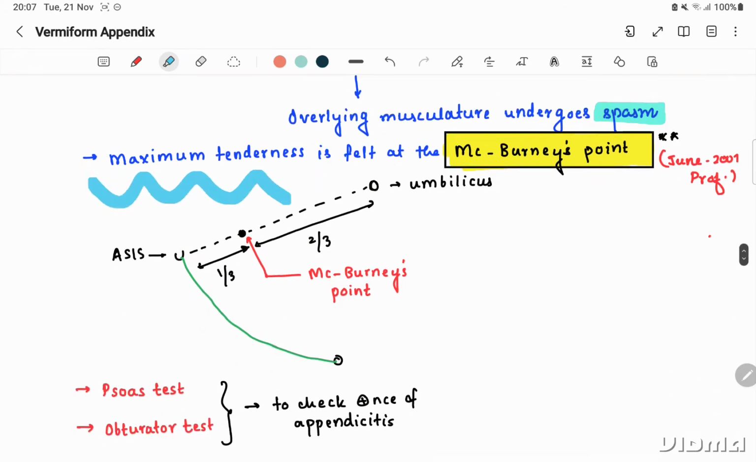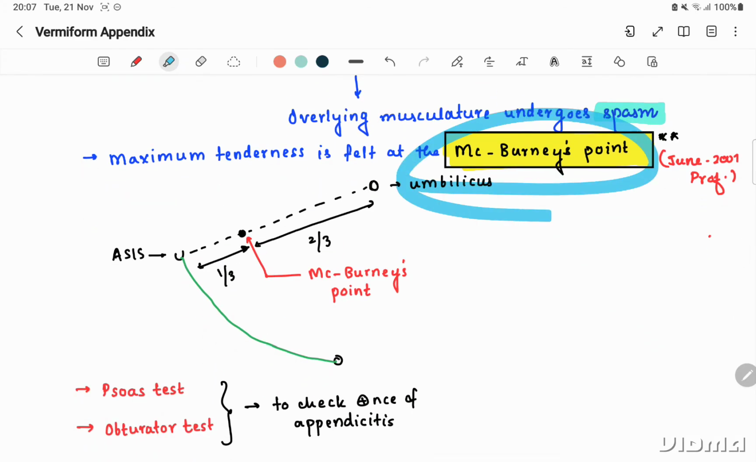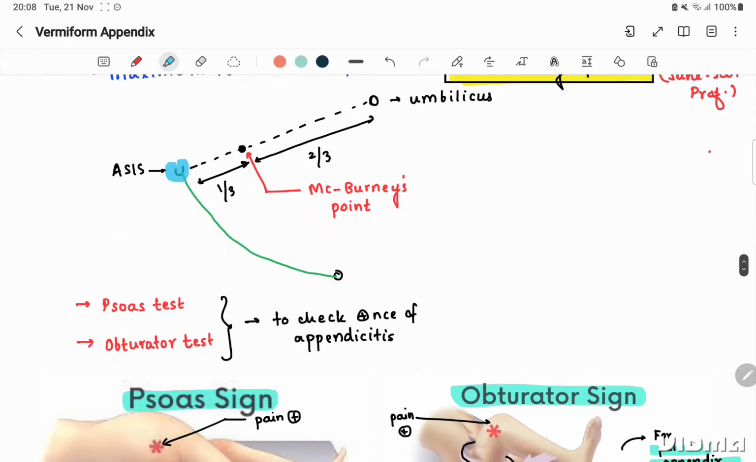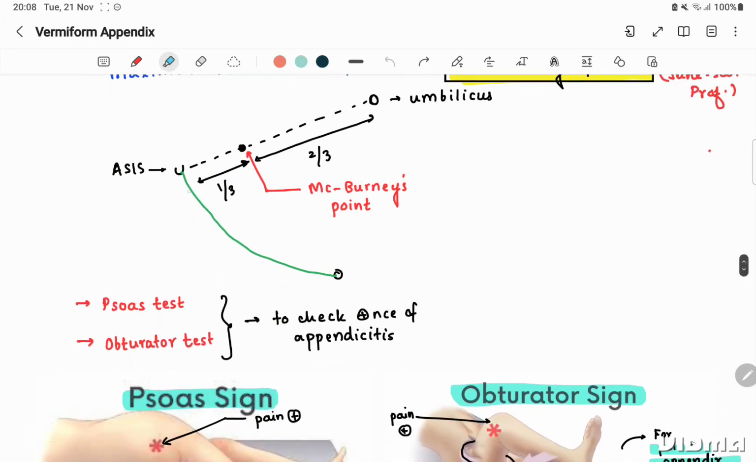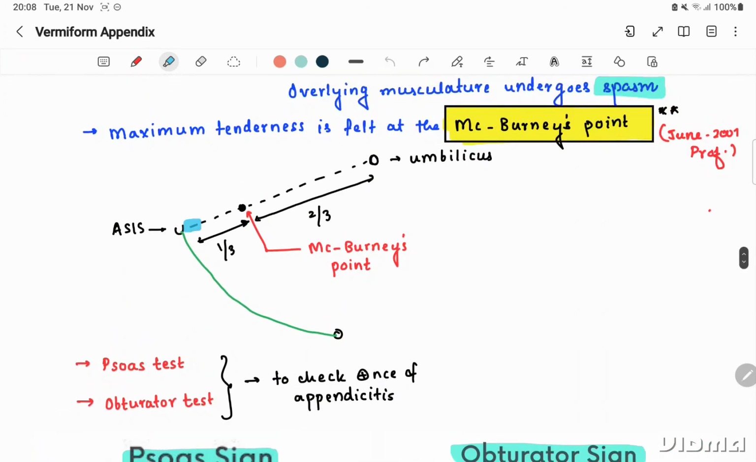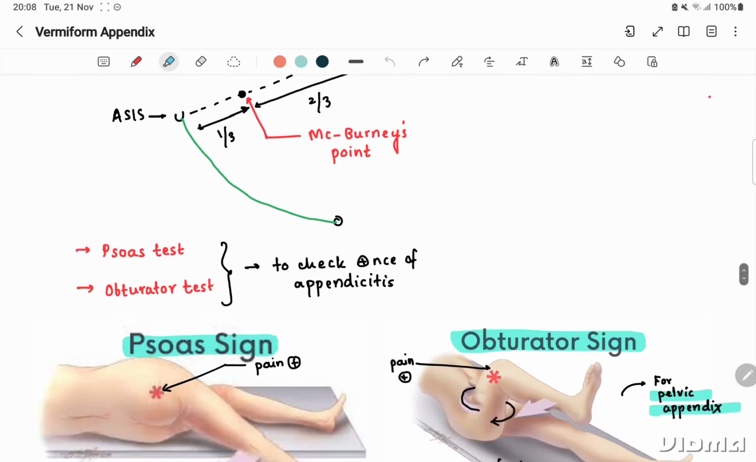And maximum tenderness is felt at McBurney's point. Here is a short note on McBurney's point. So here your ASIS is there, the umbilicus is there, and this is a line connecting the ASIS and the umbilicus. Then your inguinal ligament is there. This is the pubic tubercle. So this is McBurney's point. The point is situated at a distance of 1/3 from the ASIS and 2/3 from the umbilicus. So this is McBurney's point.